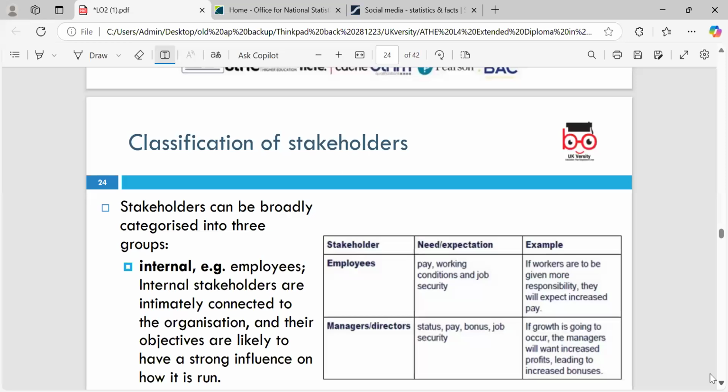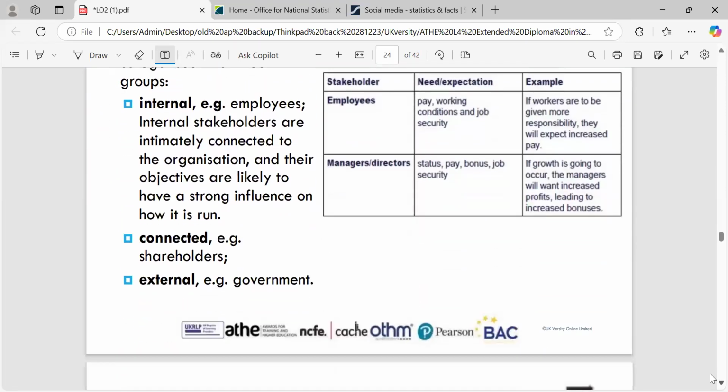Like we had a discussion in management areas, Porter's generic strategies. Michael Porter, one of the great scholars, gave the strategies of cost leadership, differentiation, or differentiation focus. So we can develop these strategies in business. The classification of stakeholders can be internal and external. Employees really want pay, working conditions and job security, and we have to meet their expectations. Managers want more salaries, growth and a growing company.